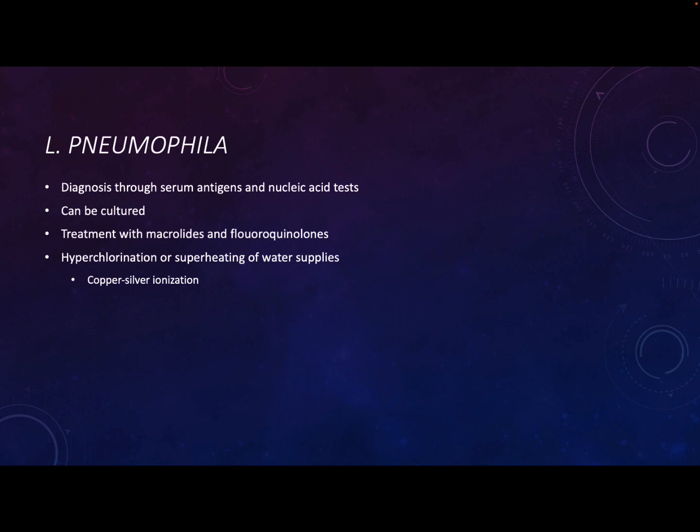So in order to make sure you get rid of the organism, you would want to either hyperchlorinate or superheat the water supply. You can use copper-silver ionization. A lot of times metals are really good at getting rid of bacteria. That's why even in some hospital rooms, the hospital beds, they're starting to coat the handrails with things like copper because it has antimicrobial properties.